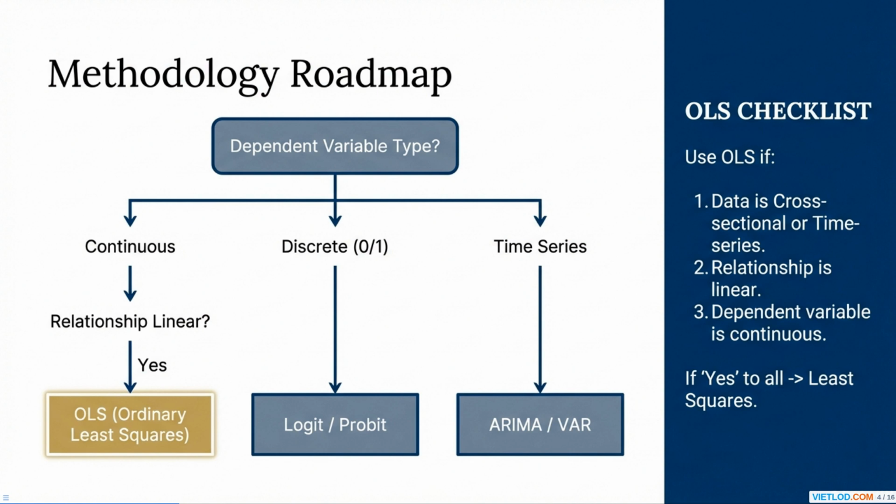However, if your dependent variable is discrete, often representing a binary choice like yes or no, models such as Logit or Probit are more suitable. For situations where you're analyzing data collected over time and primarily interested in its temporal dynamics, such as forecasting, you would typically use ARIMA or VAR models. Understanding these distinctions ensures you apply the most appropriate and robust analytical technique for your specific research question.